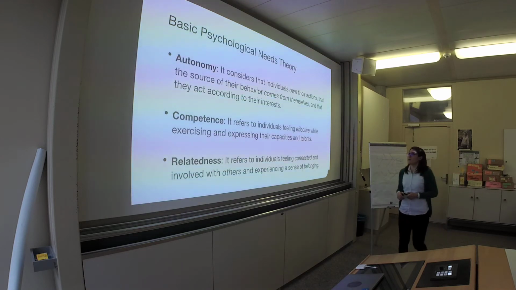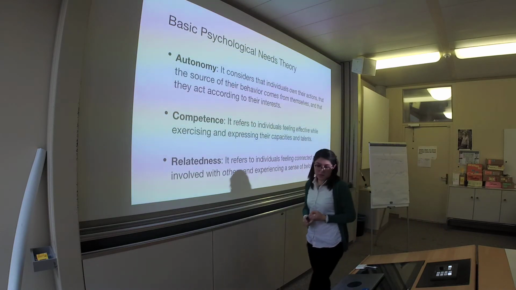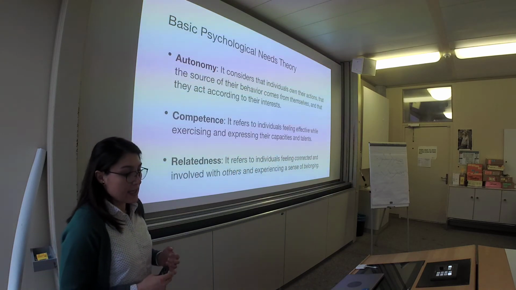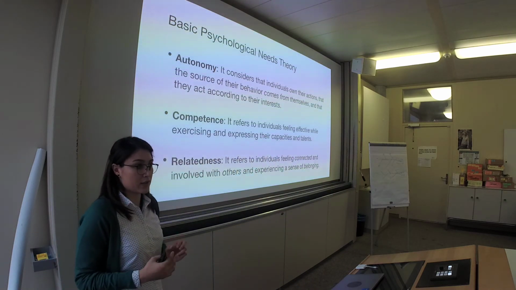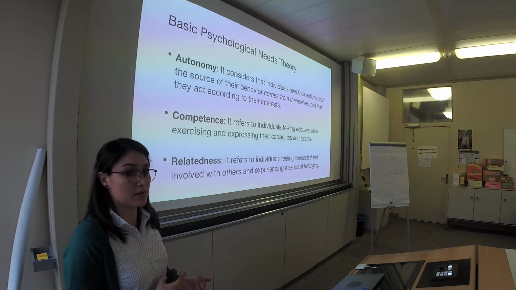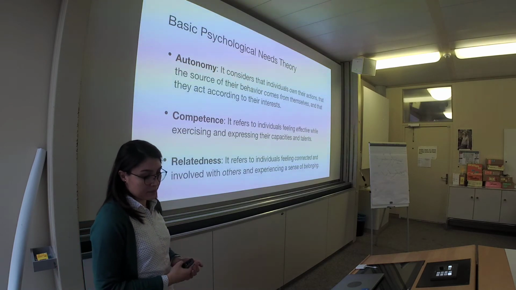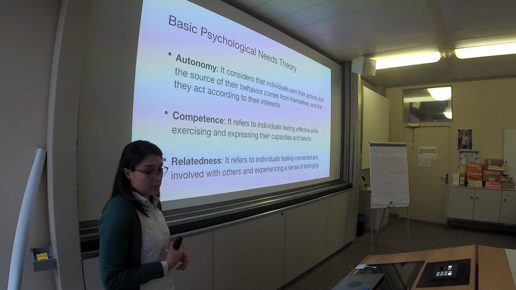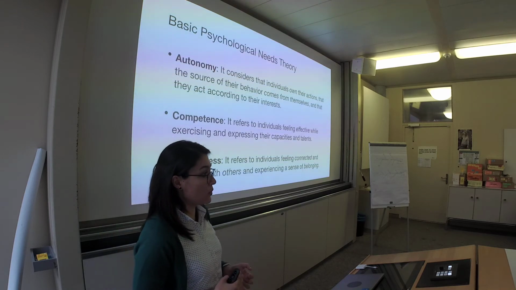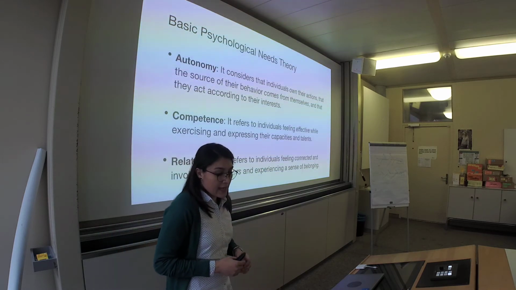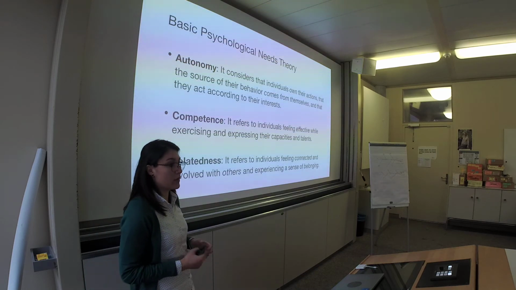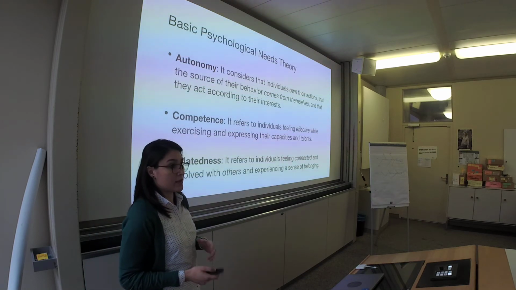So when we talk about these basic needs, we have the first one, which is autonomy. It is the one that considers that individuals own their actions, so what they do comes from them. They are the ones deciding what to do. Then we have competence, which refers to individuals feeling effective on the task that they're performing. And then relatedness, which is that individuals feel connected or involved with the others that are doing the same activity.